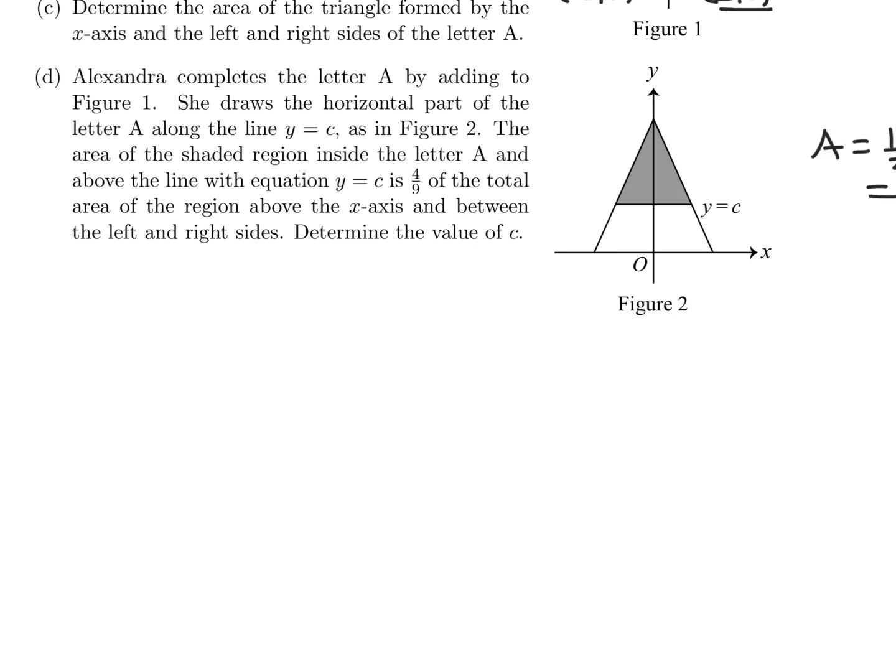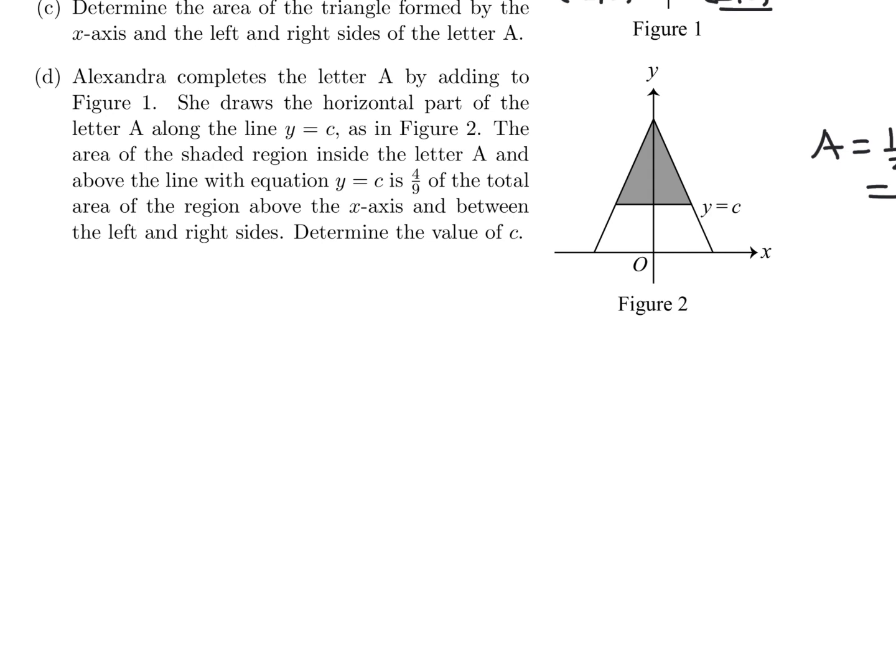Alexandra completes the letter A by adding to figure 1. She draws the horizontal part of the letter A along with the line y equals c, as in figure 2. The area of the shaded region inside the letter A and above the line with the equation y equals c is 4/9 of the total area of the region above the x-axis and between the left and right sides. Determine the value of c.